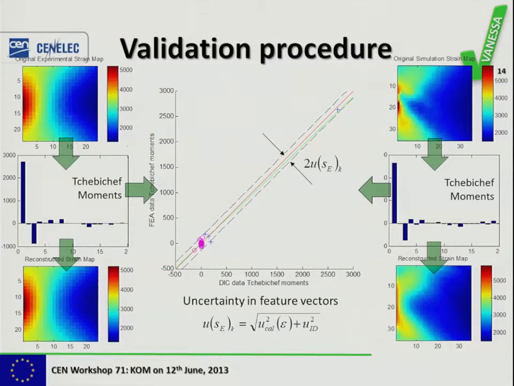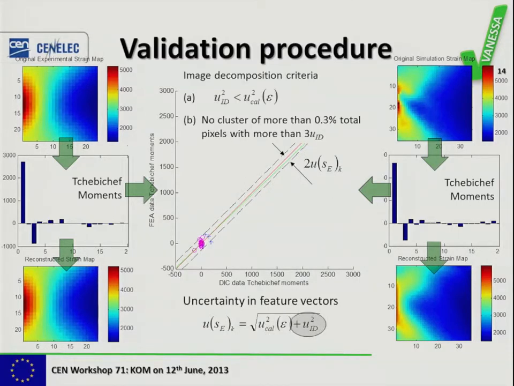So we've defined this bandwidth as twice the uncertainty in the experiment, or the uncertainty in the experimental feature vectors. And this uncertainty is made up of two components. The first component is the uncertainty that we can measure by calibrating our experimental system. We call this a calibration uncertainty. And the second component is the uncertainty that arises from using the image decomposition process. And we've put some limits on this.